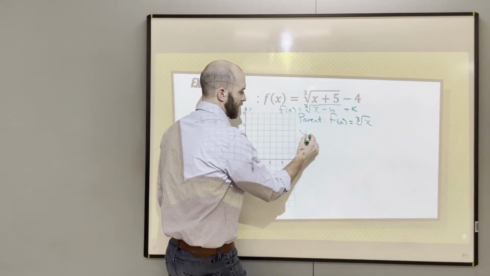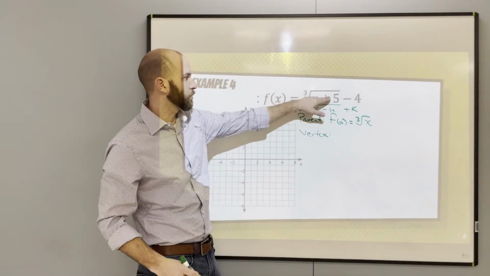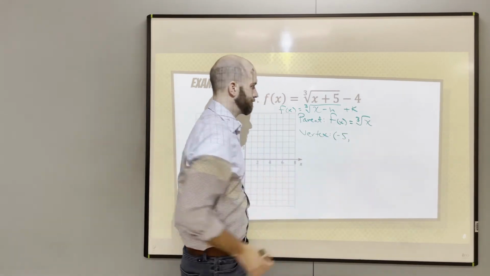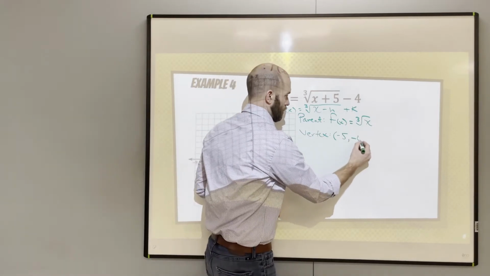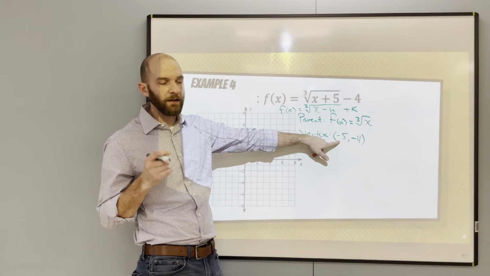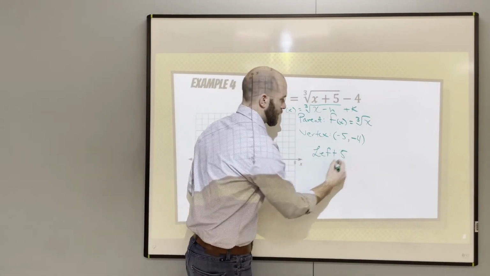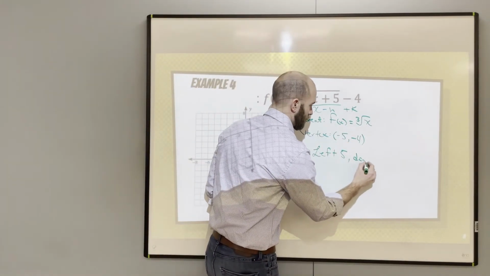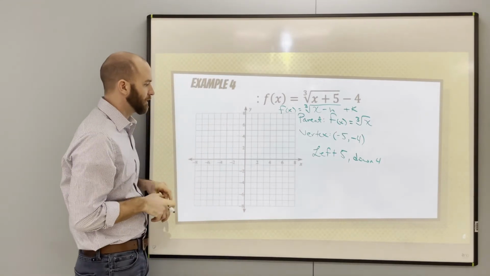So if we want to find the vertex of this, again, we change the sign that's with x, so that would be a negative 5. And the k value is minus 4. So what this tells us is our graph goes to the left 5, and it goes down 4. So every point that we put on this graph will go to the left 5 and down 4.